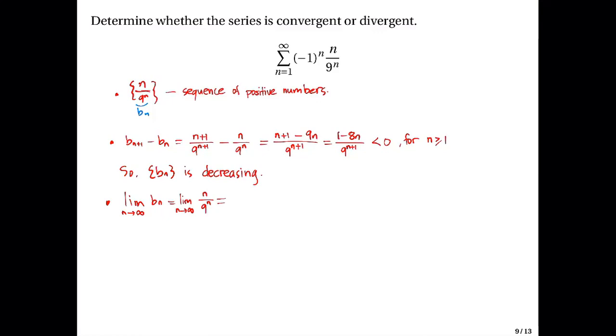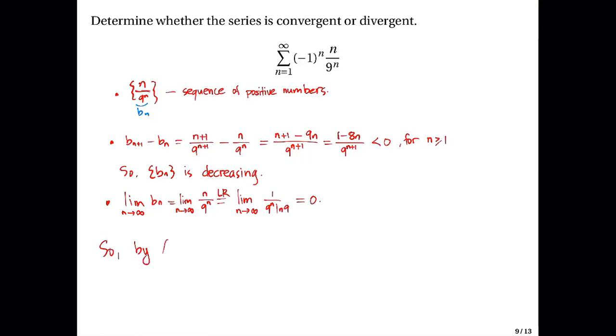Dito ko na kagad i-apply yung L'Hopital's rule. Pero for formality, kailangan mong palitan na x yung n, kasi continuous function yung gusto mo dapat para ma-apply mo yung L'Hopital's rule. Hindi ko na i-formalize yon. Apply kaagad natin si L'Hopital's rule. Derivative of n, it's just 1. Derivative of 9 to the n, it's 9 to the n ln of 9. So as n approaches infinity, this is equal to 0.